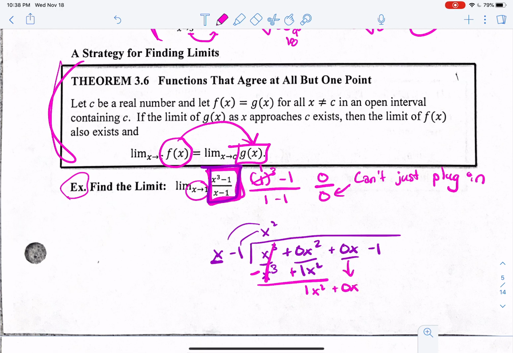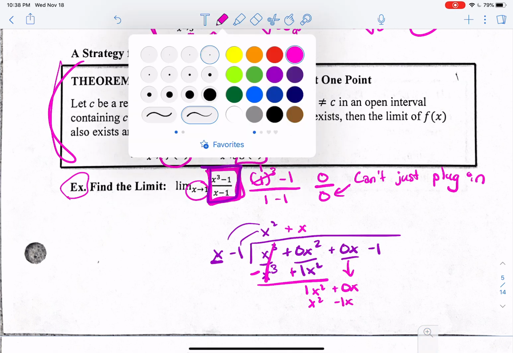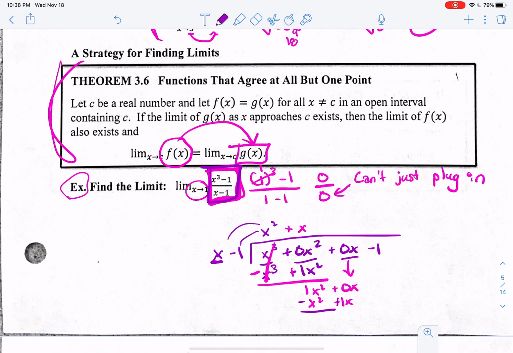Okay, I'm kind of going through this a little fast. What do you take times x to get 1x squared? That's just 1x. X times x is x squared. X times negative 1 is negative 1x. And then I flip the sign. Crosses off. I have positive 1x. Drop the negative 1 down.